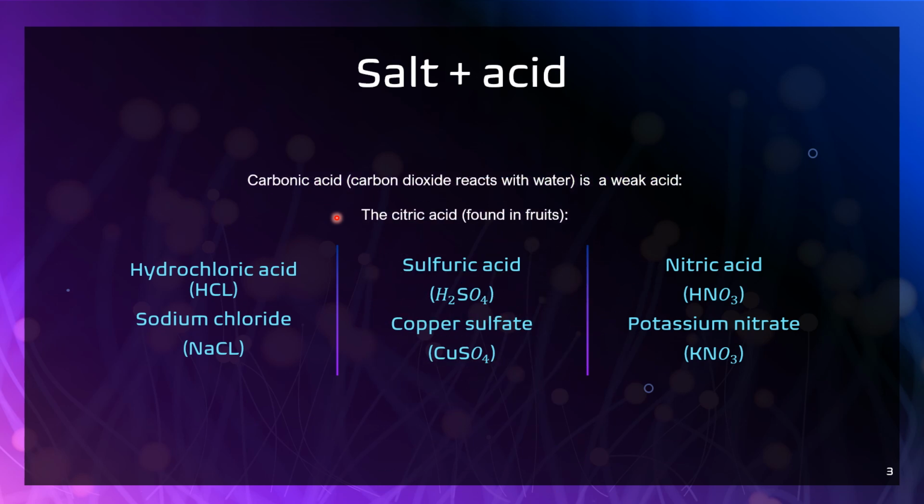There are two other acids you may need, which are carbonic acid and citric acid. Carbonic acid is a weak acid, which is formed when carbon dioxide reacts with water. Citric acid is found in fruits such as oranges and lemons. Salts made from carbonic acid are called carbonates, and salts made from citric acid are called citrates.